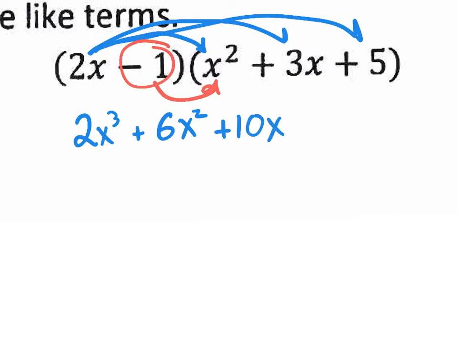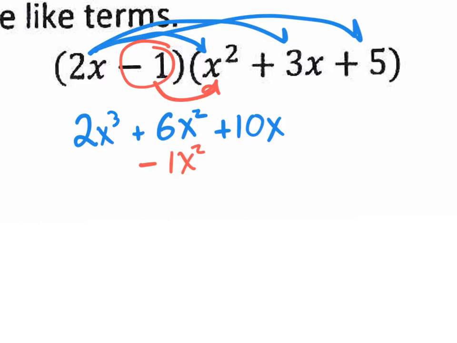Now let's distribute the minus 1. Minus 1 times x squared? Negative x squared, or negative 1x squared. Now check this out. Instead of writing it right here, negative 1x squared, which we did on the last question, I'm going to not put it there. Instead, I am going to write it below what I'm going to combine. So negative 1 times x squared, that's a negative x squared. I'm going to put that below this other x squared.